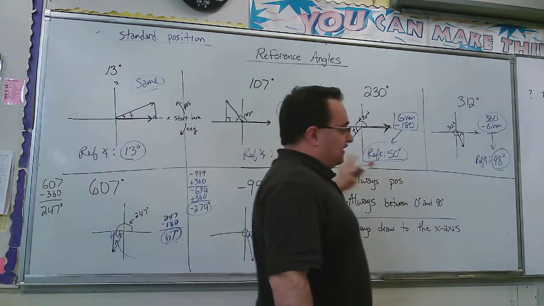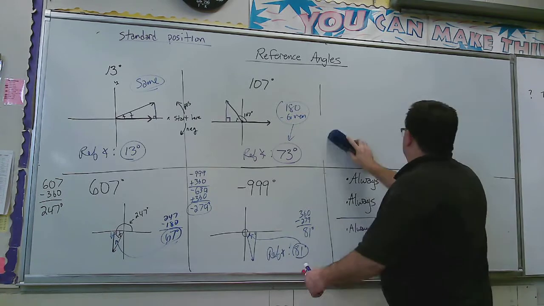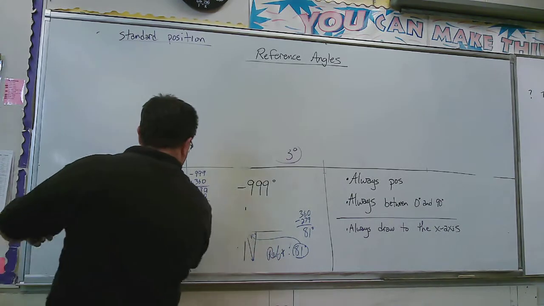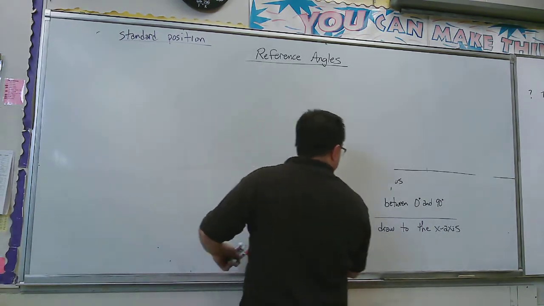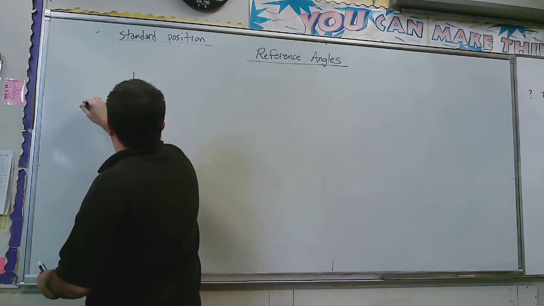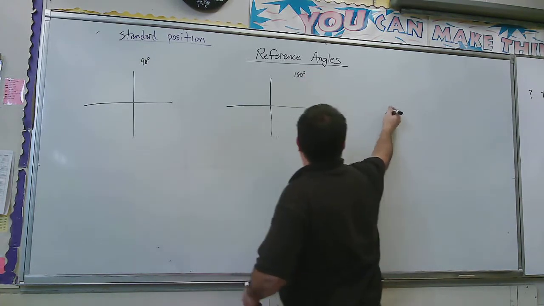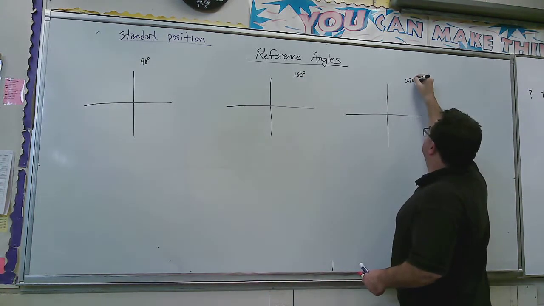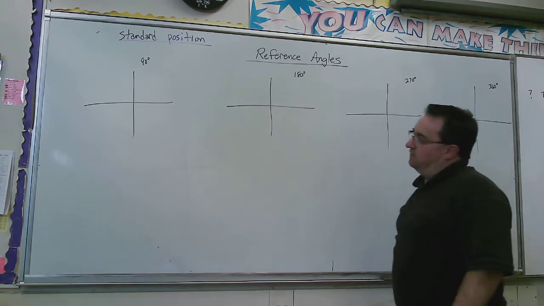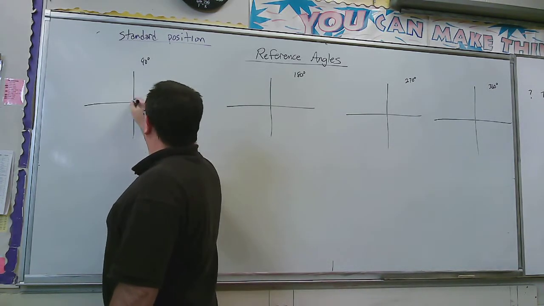Notice every one of these are in a quadrant. What if you're given an angle that is in between quadrants, or it separates two quadrants? For instance, 90, 180, 270, and 360. Now, in class, I got a certain way I show this, but let's see if we can do it.